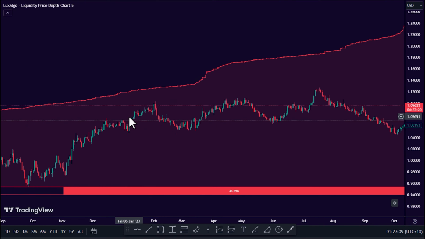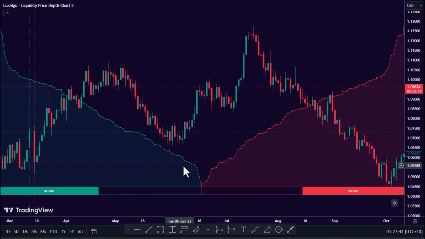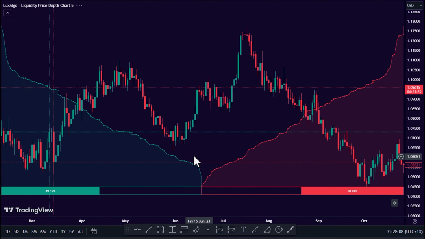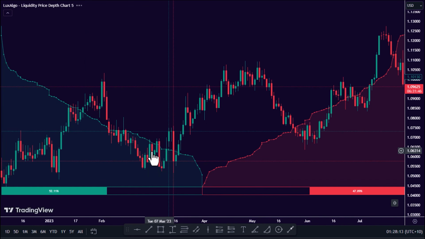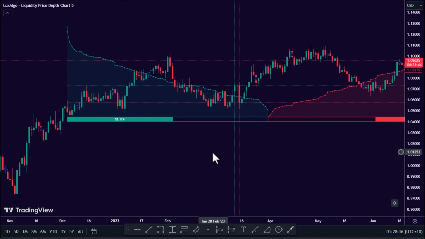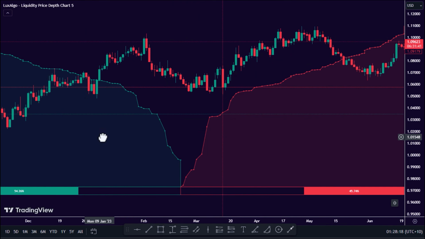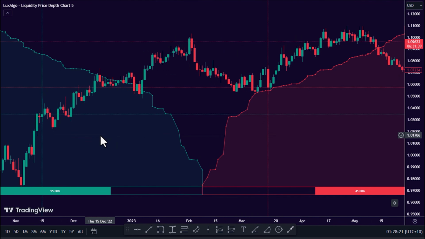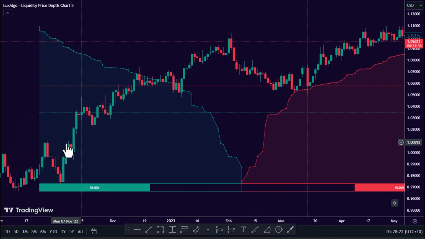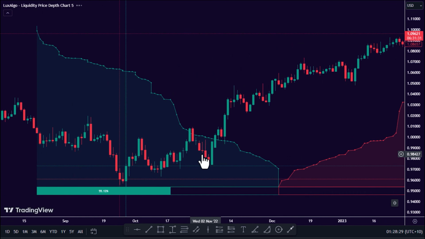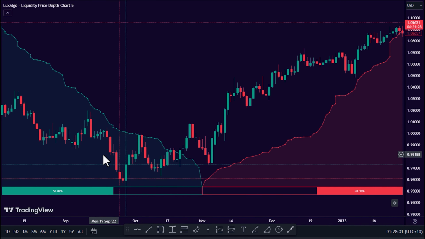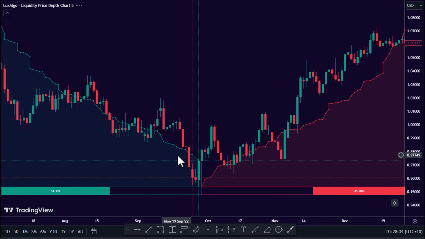To truly master the liquidity price depth chart, you need to fine-tune your approach. Experiment with different time frames to identify liquidity patterns. Shorter time frames may reveal intraday levels, while longer time frames provide insights into broader market sentiment. Consider combining the liquidity price depth chart with other indicators like moving averages or trend lines for a comprehensive analysis. This synergy can enhance the accuracy of your trading signals.